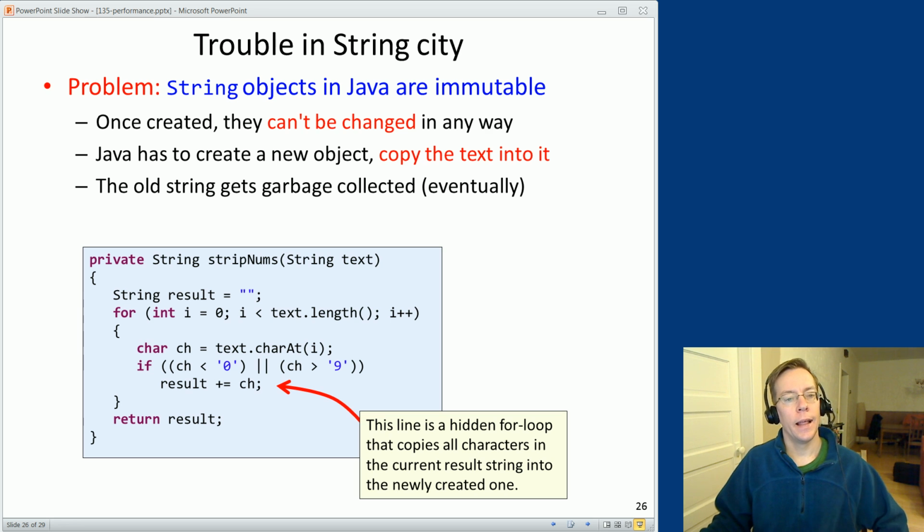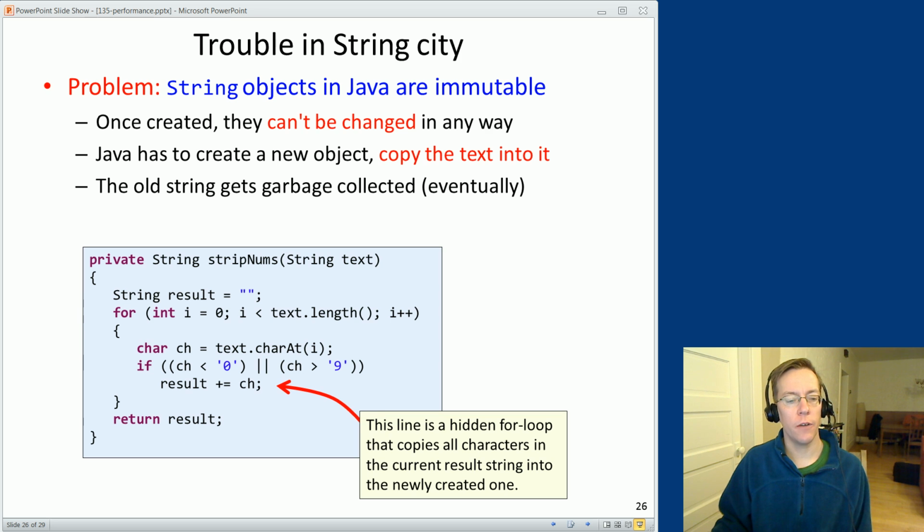And this brings us to an important point, and you've got to be a little careful about string objects in Java, in that they're immutable. They can't be changed in any way. Anytime you do anything with a string, you're creating a whole new string and copying the old one. And while this result plus equals ch looks fairly innocuous, it's actually fairly expensive.